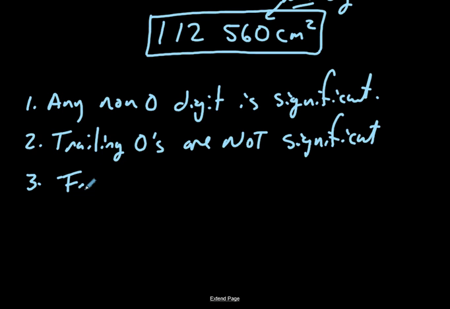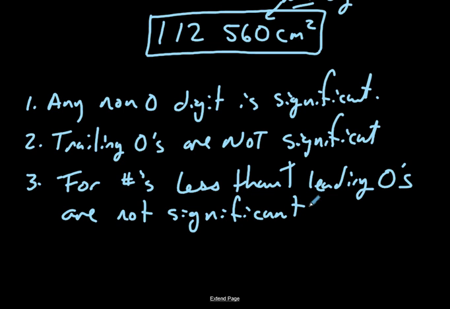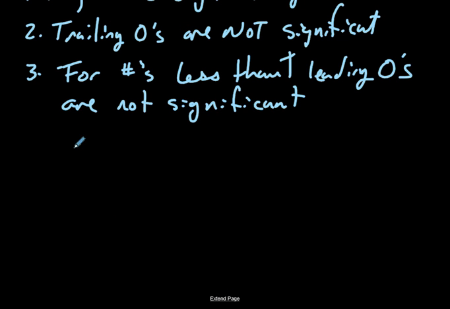Okay, so for numbers less than 1, leading zeros are not significant. Okay, so we'll pause there and take a look at a few examples.